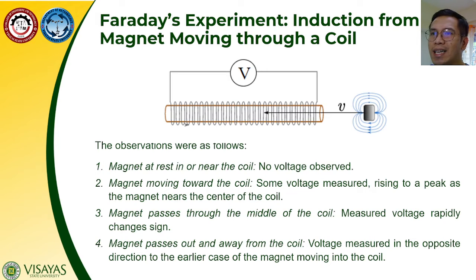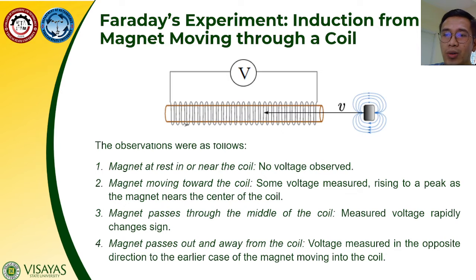First, when the magnet is at rest or it is near the coil, but the magnet is stationary. So wala naglihok ang magnet, however, duol ra siya sa coil. So walay voltage nga ma-observe. The second one, if the magnet is moving toward the coil or padulong dito si magnet, some voltage is being measured, rising to a peak as the magnet nears the center of the coil. So inig abot sa magnet sa tunga sa coil, mu peak or mu maximum ang volume nga sa voltage nga makuha or ma-measure.